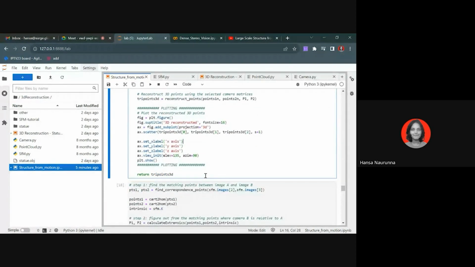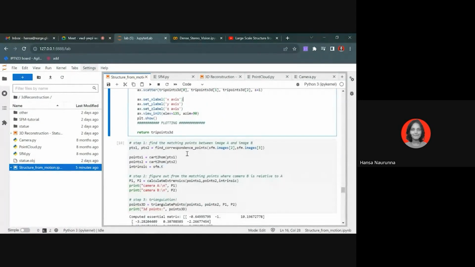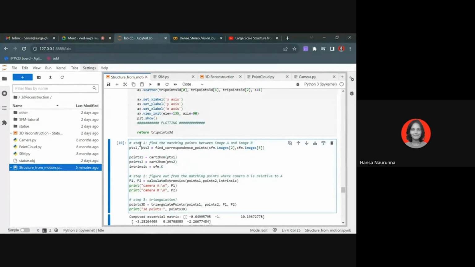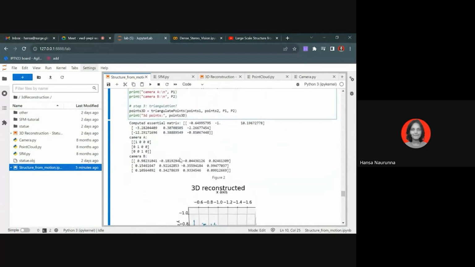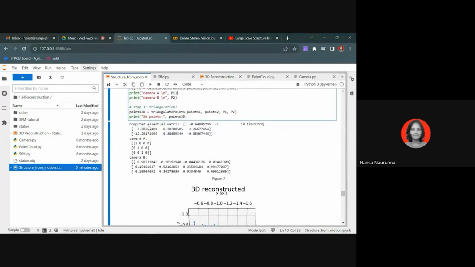Might not be the most ideal place to plot a 3D point cloud, but we can have a look at that soon. And over here, we're just taking all the functions that we described and running through them, step 1, step 2, step 3. So let's take a look at the stuff we just created.